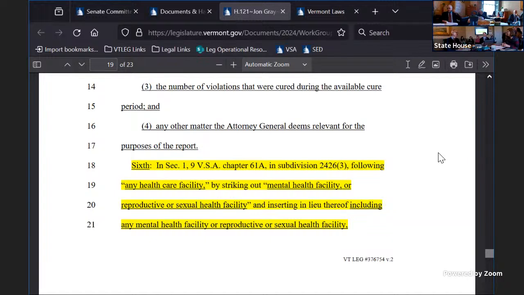We don't call out what is allowed, but I can tell you exactly what's prohibited. And it is a big bucket of things. I need to go to page 50. Yes, no person shall use a geofence to establish a virtual boundary that is within 1,850 feet of any healthcare facility, including any mental health facility or reproductive or sexual health facility, for the purpose of identifying, tracking, collecting data from, or sending any notification to a consumer regarding the consumer's consumer health data.